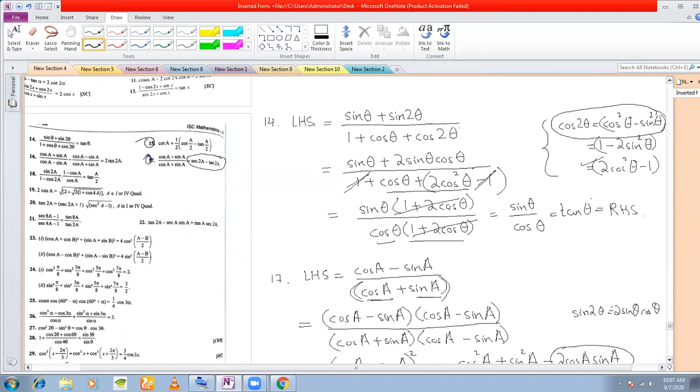Next, we are going to work out number 18. Number 18 is 18 and 19. Both, in fact, are very important.